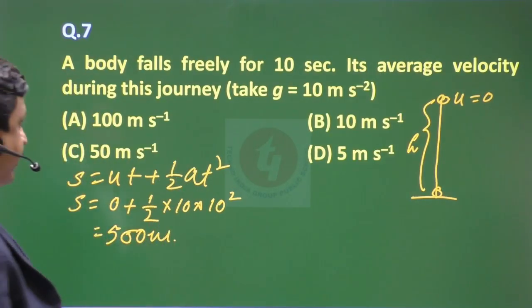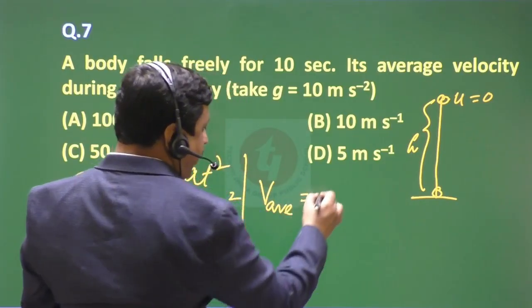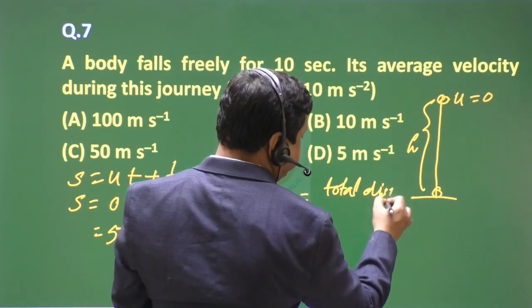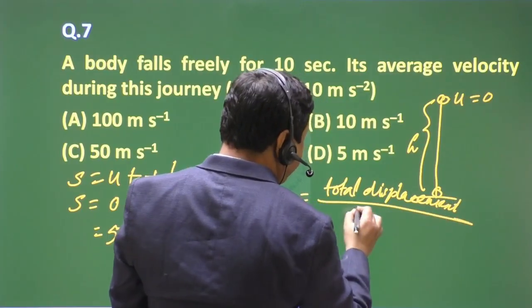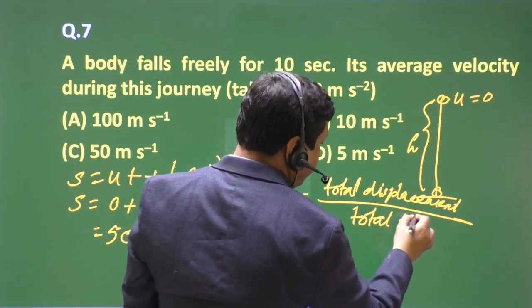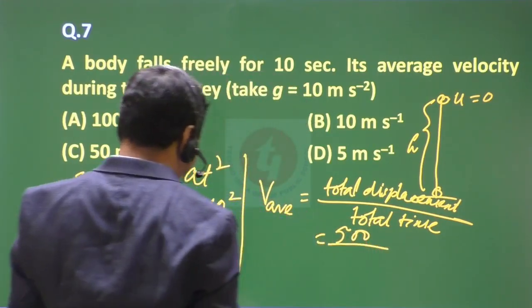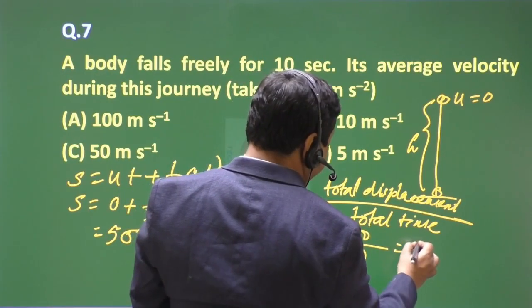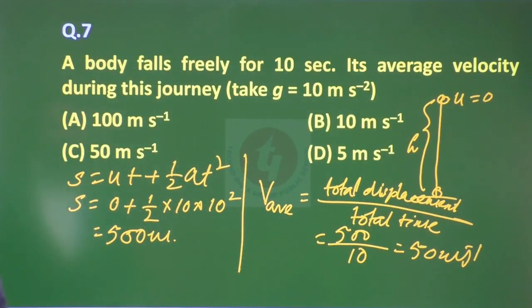We know that average velocity means total displacement by total time. Total displacement is 500 meter divided by total time, which is 10 seconds. That means this will be 50 meter per second. This is the average velocity, 50 meter per second. Option C is correct.